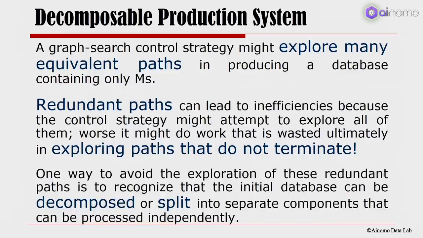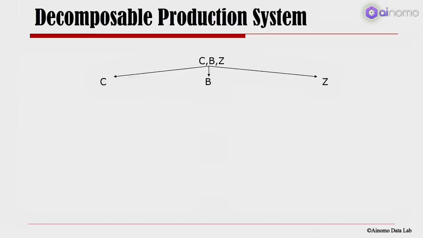So one way to avoid the exploration is to recognize that the initial database can be decomposed or split into separate components that can be processed independently. As I highlighted in the previous slide, CBZ can be looked at as three distinct elements: C, B and Z. So this is what we do here. We break CBZ into C, B and Z and then apply the rewriting rules that we have highlighted initially.